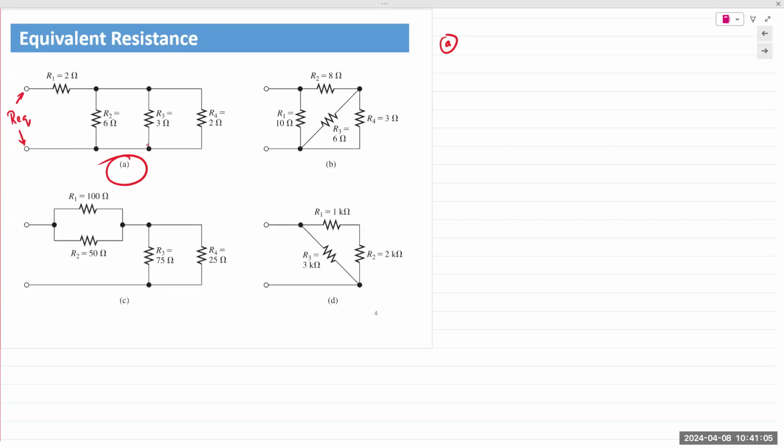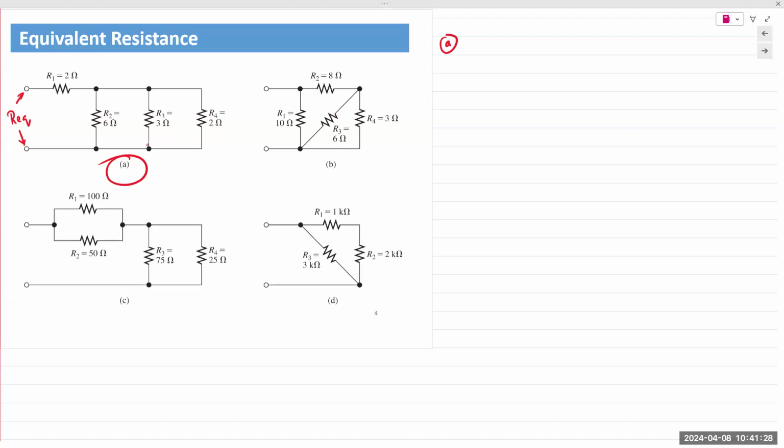Depending on where you measure the terminals, when I say measuring or calculating, if you imagine this was a real life circuit in a lab, you're taking a meter and you're connecting across those two terminals. Yeah, that's what it means. If you change the measurement terminals, then your REQ will change.